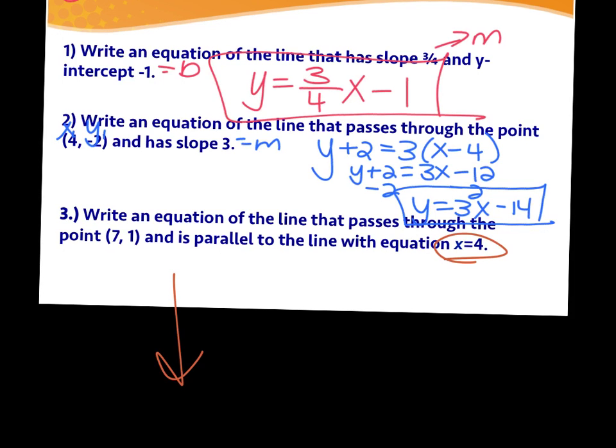What's that tell you about the other line? If this one has to be vertical through 4, so that it would be x = 4, then this one's going to be vertical through what? 7. Good. So it's going to be x = 7. If it was a y equals, then what would you do? If that said y = 4 instead of x = 4, what would my equation be? y = 1. Good. You would use the y. Does that make sense?